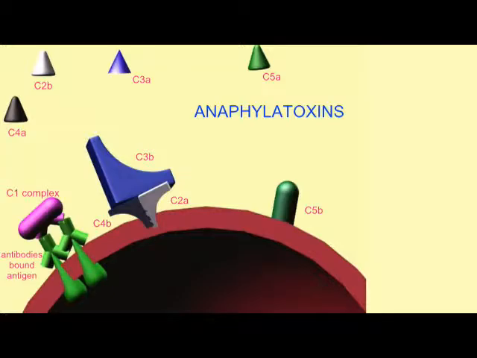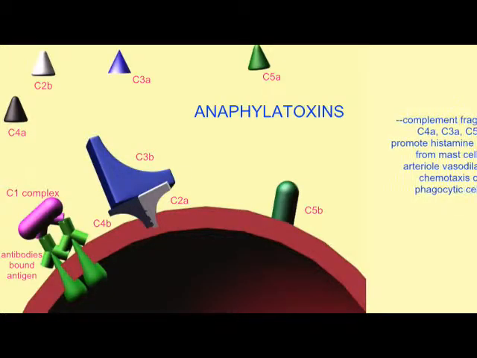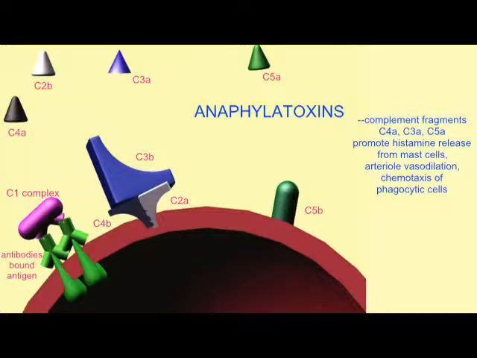When certain complement proteins, which are serine proteases, cleave other complement proteins, fragments are produced, and some of these fragments have functions in their own right. So fragments C4a, C3a, and C5a are called anaphylatoxins, and they will promote the release of histamine from mast cells, the dilation of arterioles, and the chemotaxis of phagocytic cells, such as neutrophils, dendritic cells, and macrophages.